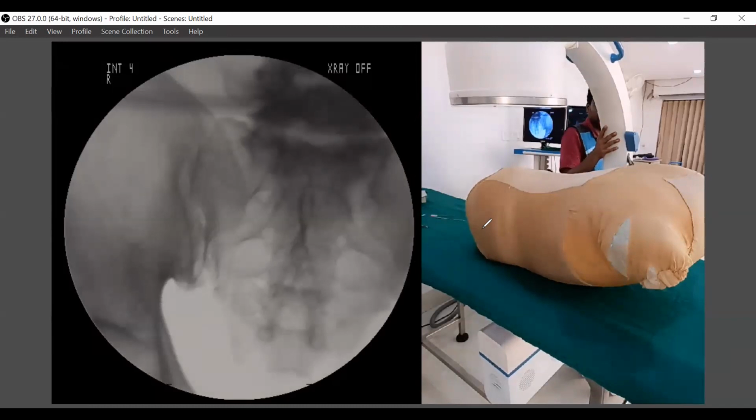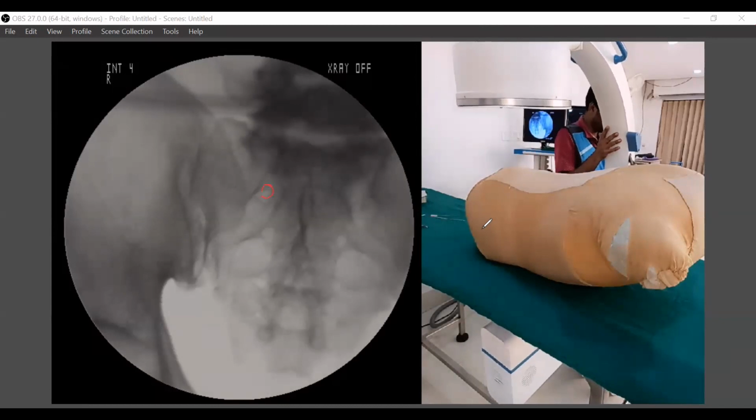Okay. So Dr. Devjyoti will draw. This is the posterior foramen, the small foramen, and the big, nice anterior foramen we will see.